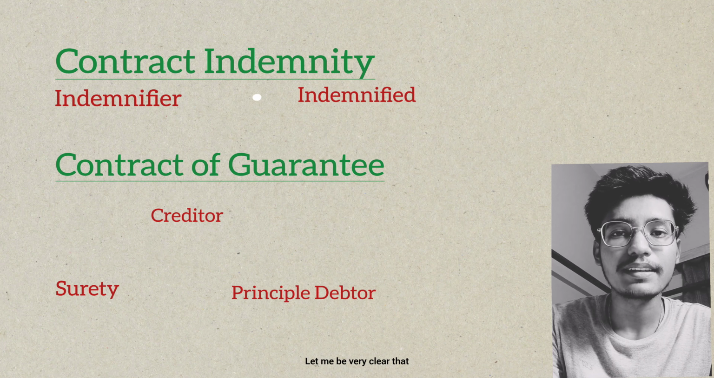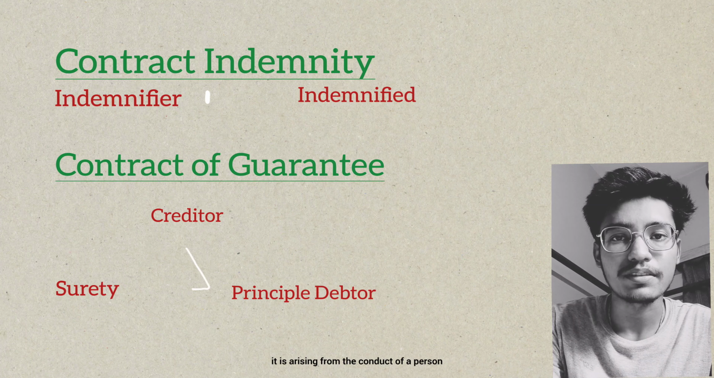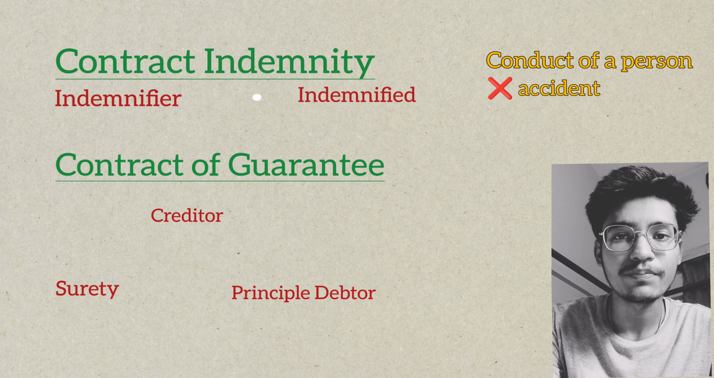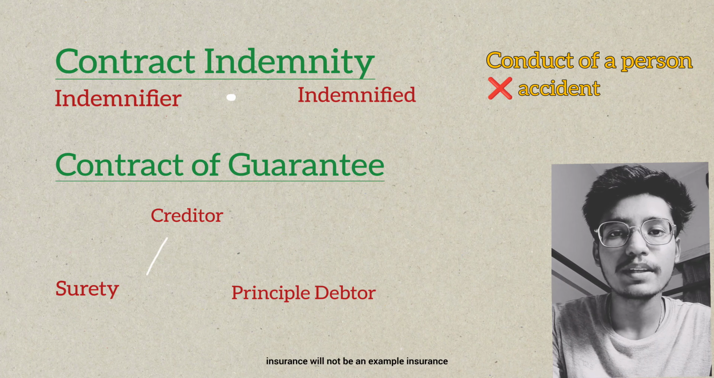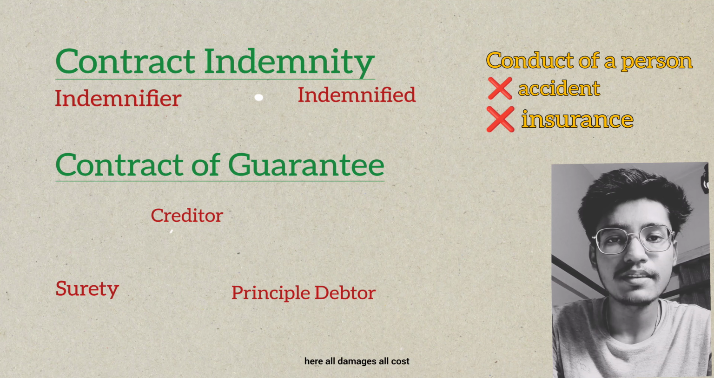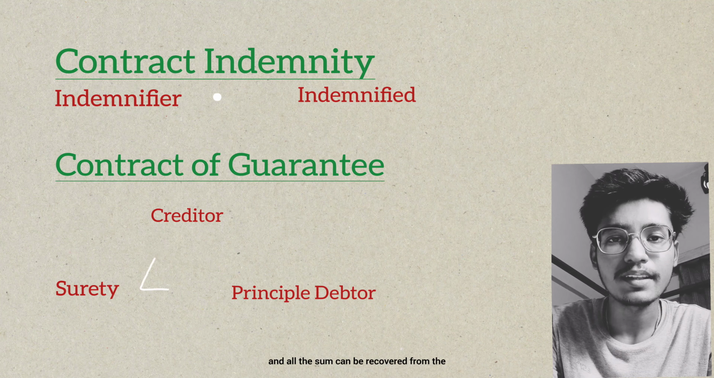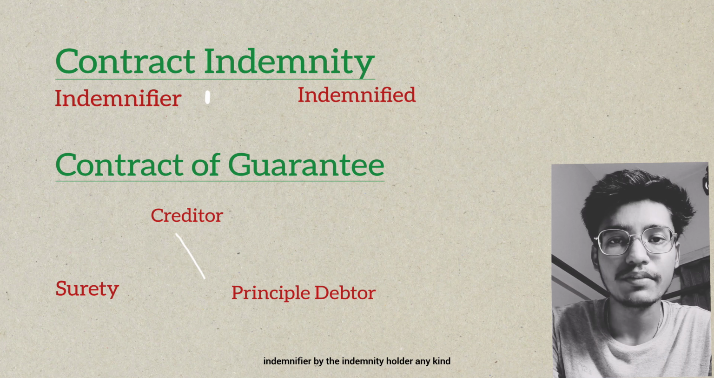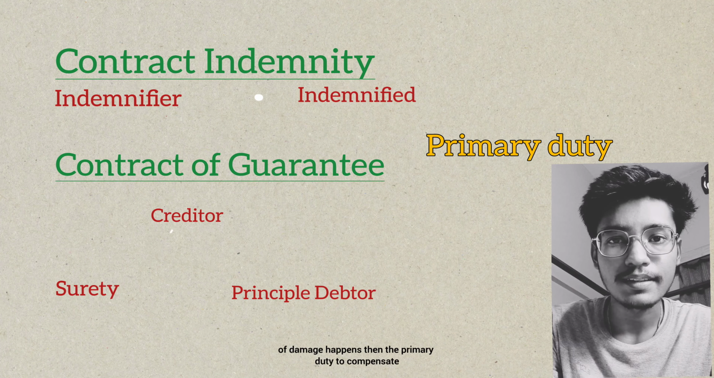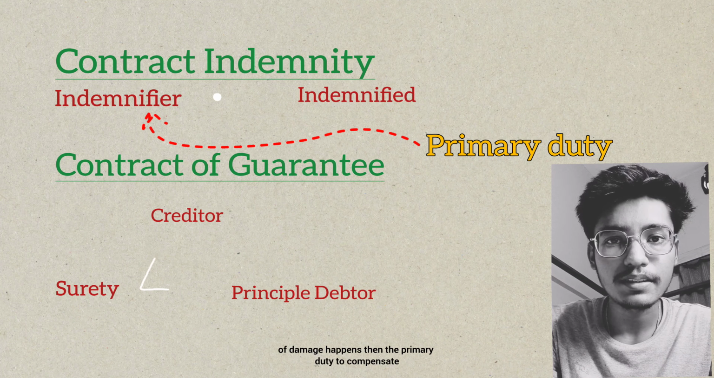Let me be very clear that it arises from the conduct of a person, not from accident. Because it does not arise from an accident, insurance will not be an example. Insurance will be an example of a contingent contract. So here all damages, all costs and all sums can be recovered from the indemnifier by the indemnity holder. Any kind of damage happens, then the primary duty to compensate will be of the indemnifier.